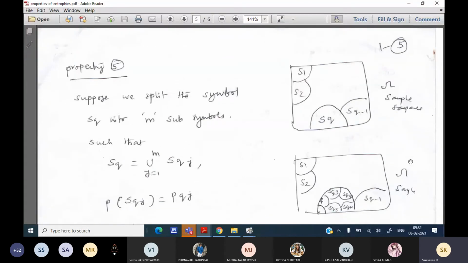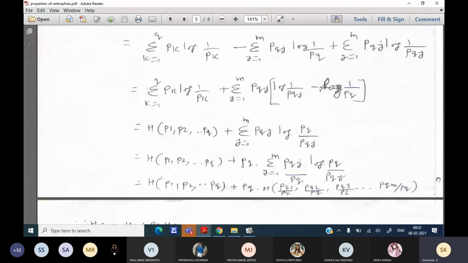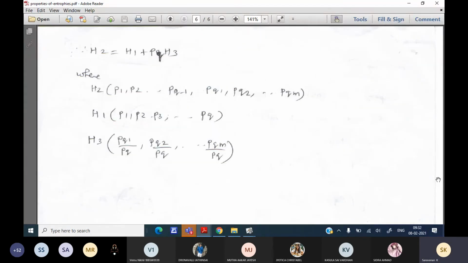So this is the general additivity property. Whatever I told, the same thing is available. I have a sample space. I am dividing one event into many sub-events, Q1, Q2, Q3. So we are getting these three values and I have to verify this property.